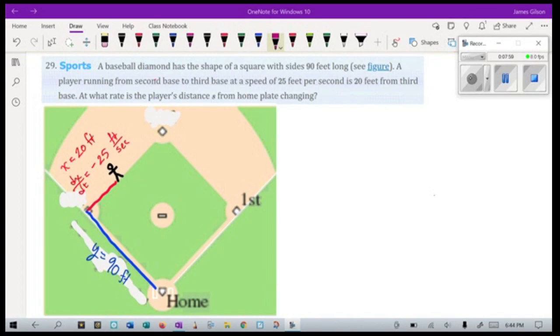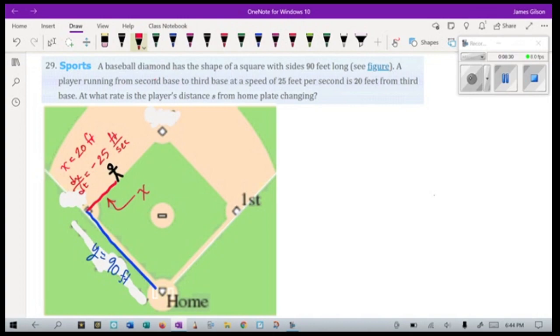Now notice that dx dt I listed as negative 25 feet per second, because if I'm considering this distance right there to be x, then that distance is getting smaller as the runner advances, therefore the rate at which it's changing is negative. Now this is the kind of context that you're going to be responsible for, not only in homework type problems, but on the AP exam as well. The context being recognizing if a rate is negative or positive based on the scenario.